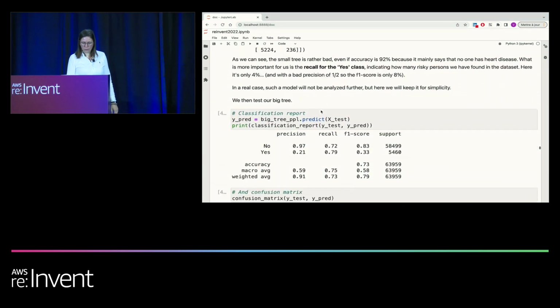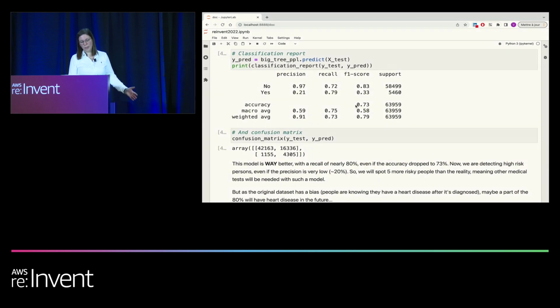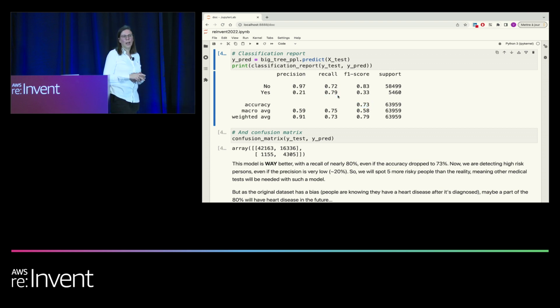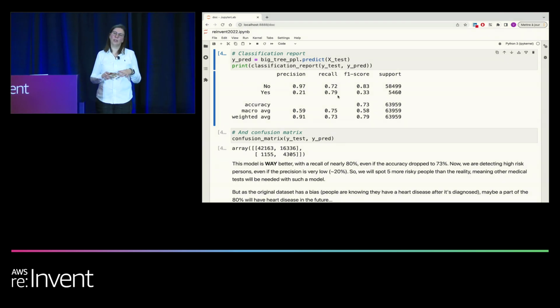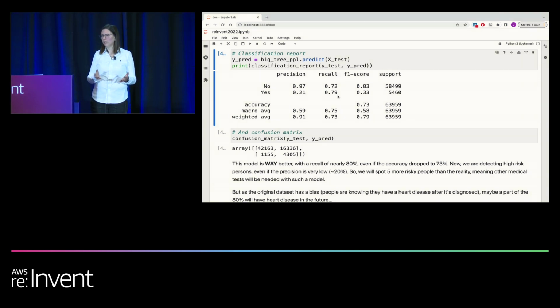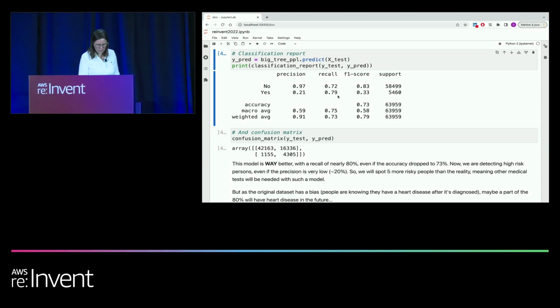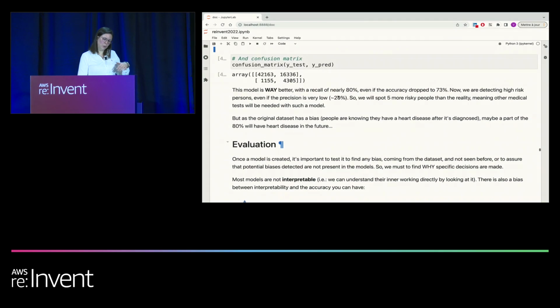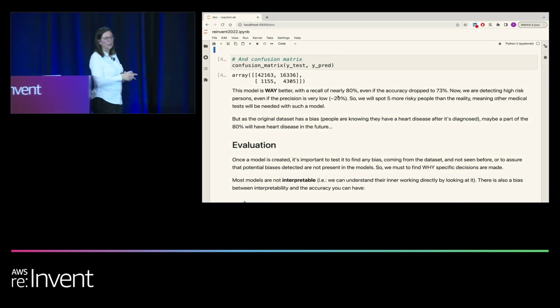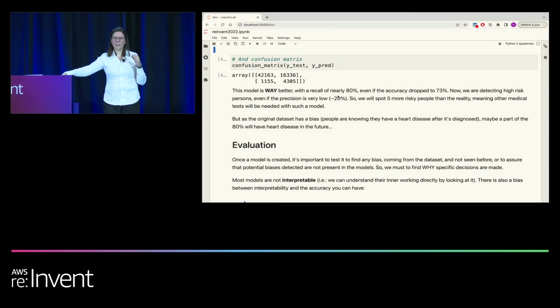And if I look at the big tree, it is way better. The accuracy is a bit less, 73%, but I have 79% of recall, so I detect nearly 80% of the ill people. So this model is way better, and it is a good one for this kind of application. And so we will go to the last step, the evaluation step, and the evaluation step is the last step of my iterative process, and the last one where I can spot biases.